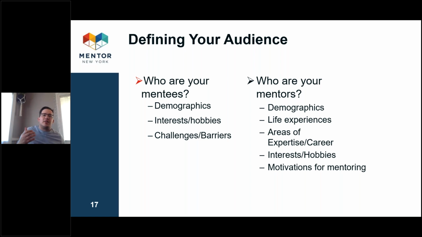And so, again, think about for all of these people, what are their interests and hobbies? What specific demographics are you looking for? Are there any specific challenges and barriers that your mentees are facing, or that you feel, based on your theory of change, you could positively impact? Same with your mentors. Maybe they have experienced similar challenges and barriers, and that's one of the things they can really come to you with.